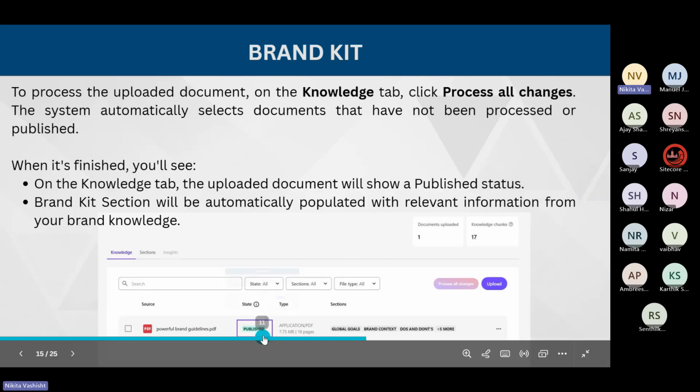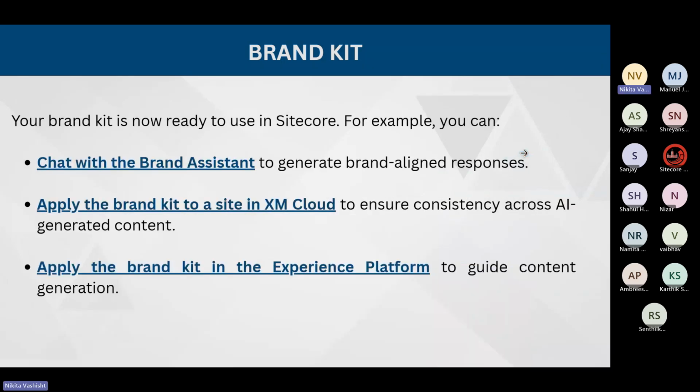So as you can see, once all the information is processed, the button will become disabled and the PDF will come into the published state. So once your brand kit is created and all the relevant information has been extracted, where can you use all of this? First is our brand assistance. The brand assistance option in Sitecore Stream helps us give human-like prompts to the chatbot, where we can ask any question and it can give brand aligned responses.